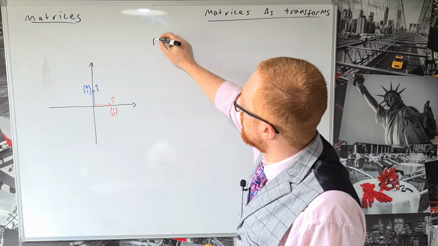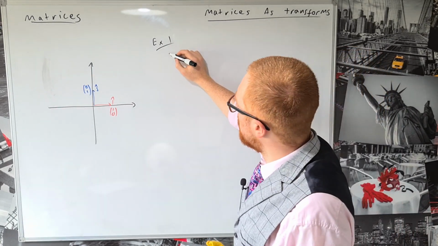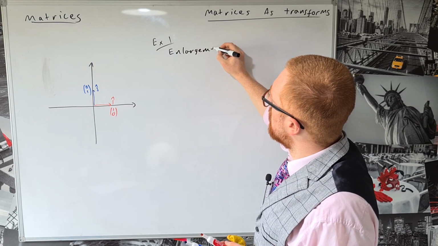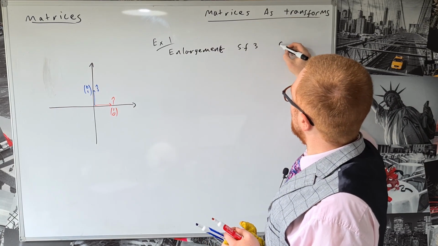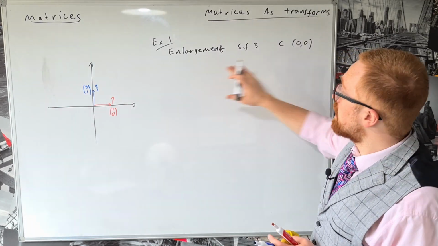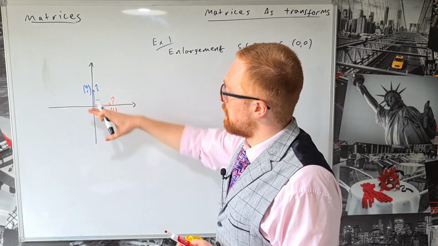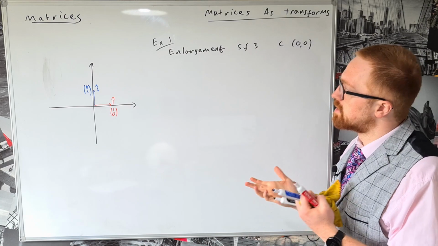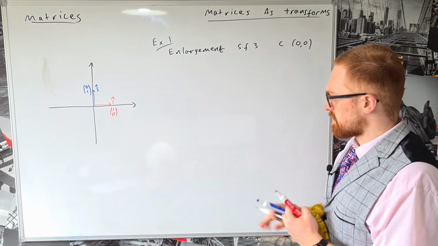So let's have a look then at an example. Let's have a look at example 1. And this is the matrix that's an enlargement, scale factor 3, centre the origin. Now all of these matrix transformations are linear, which means that it doesn't do anything weird like bend lines. It keeps lines straight. But yeah, so enlargement scale factor 3, centre the origin.